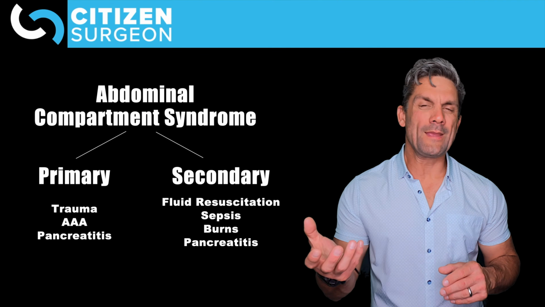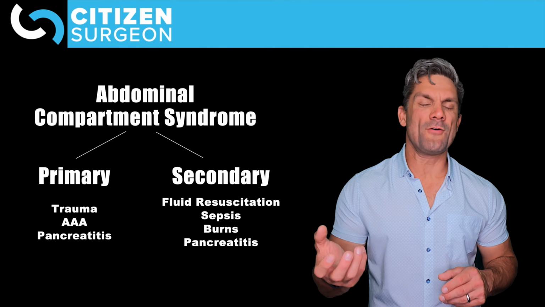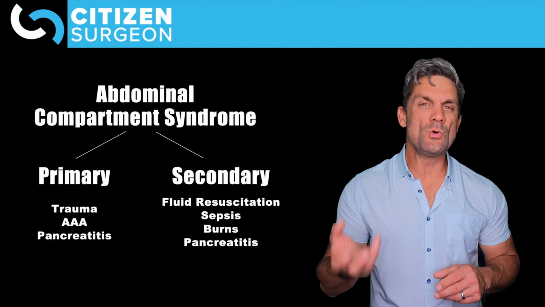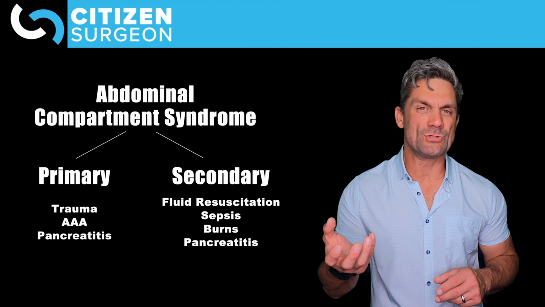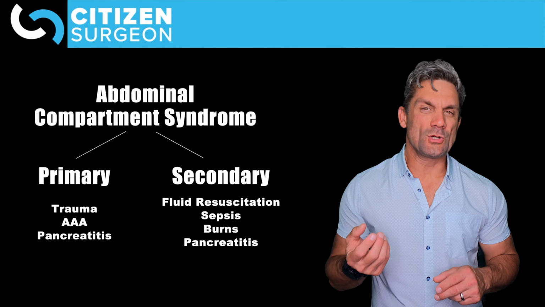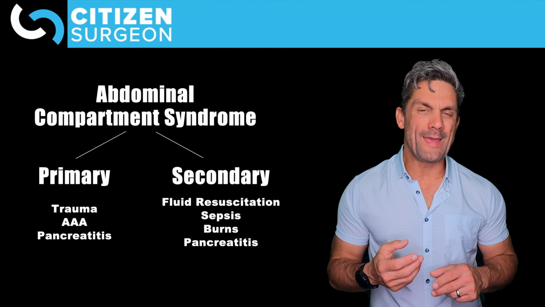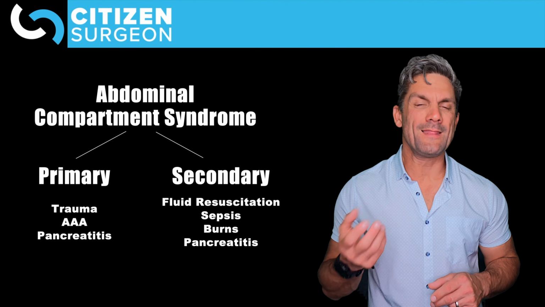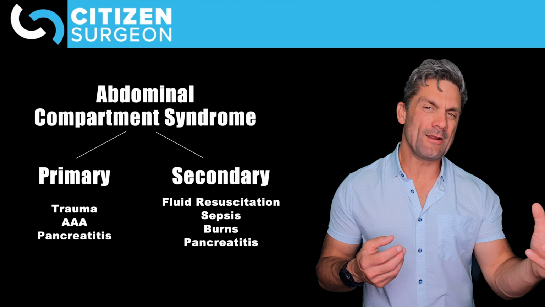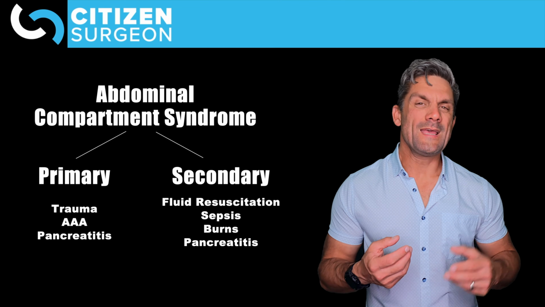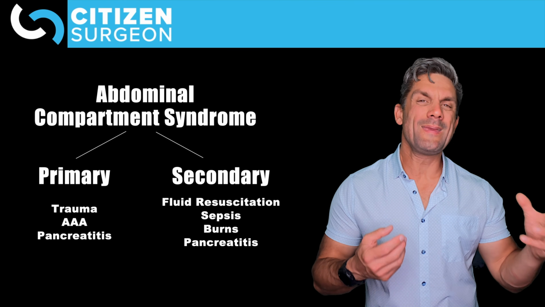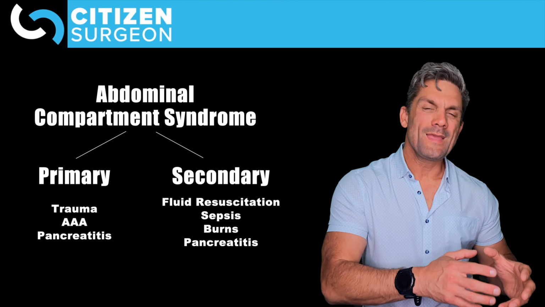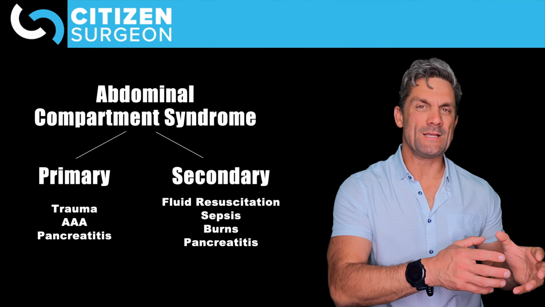All right, primary means that the cause itself is leading to increased intra-abdominal pressure, and that leads to new organ dysfunction in abdominal compartment syndrome. Things like a ruptured AAA or severe acute pancreatitis, or trauma with a significant amount of hemoperitoneum or blood in the peritoneal cavity. Secondary abdominal compartment syndrome is when you get abdominal compartment syndrome because you're treating something else. And that has to do with fluid resuscitation, okay?